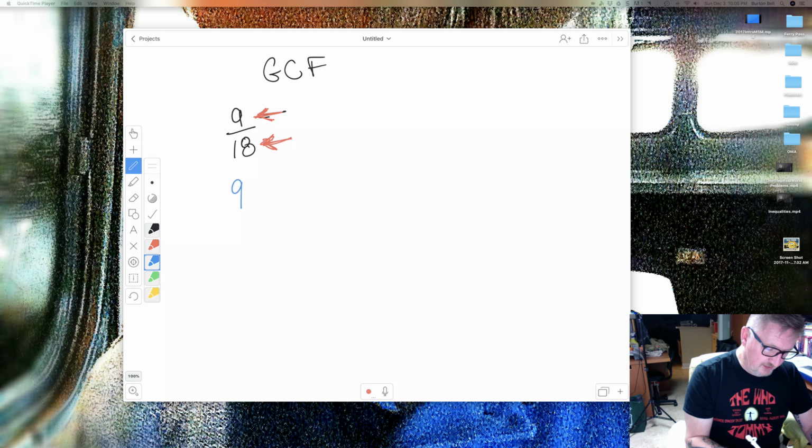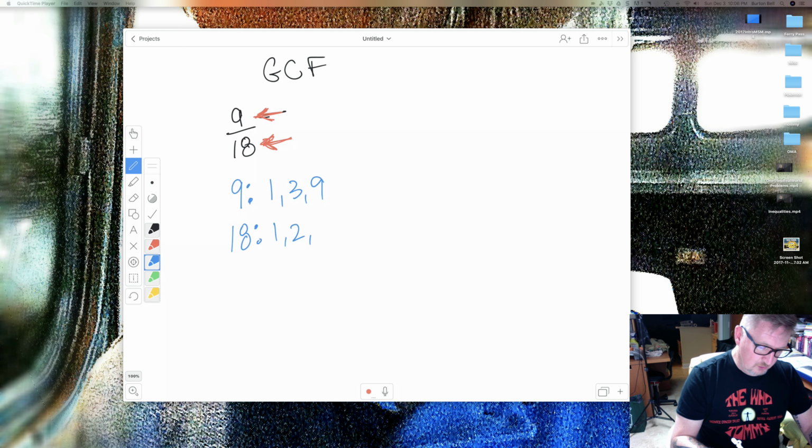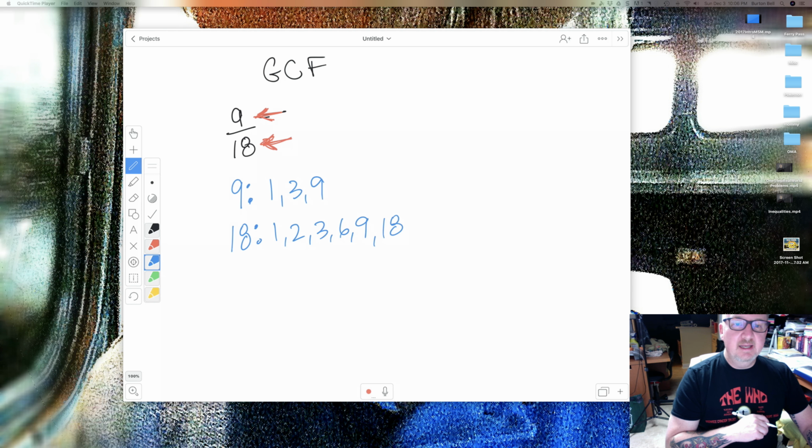So let's list the factors. First, we list the factors of 9. Factors of 9 are 1, 3, and 9, so that was pretty easy. Factors of 18 are 1, 2, 3, 6, 9, and 18. You have to figure out what the factors are. Sometimes it's going to take a little bit of work.